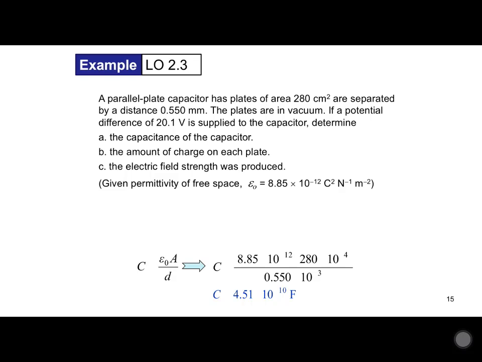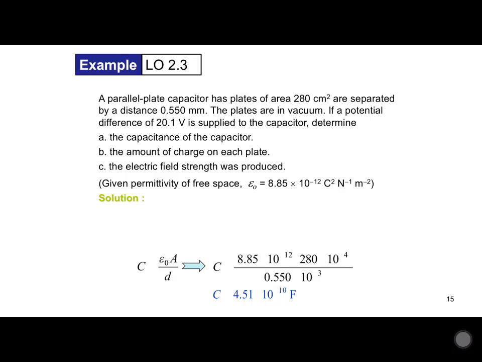One of the examples that I will show you in this video: a parallel plate capacitor has an area of 280 centimeters squared, and the plates are separated by a distance of 0.55 millimeter. The plates are in vacuum. If a potential difference of 20.1 volt is applied to the capacitor, determine the capacitance of the capacitor. This case of parallel plate capacitor is without dielectric. We are not told that any dielectric is being inserted.